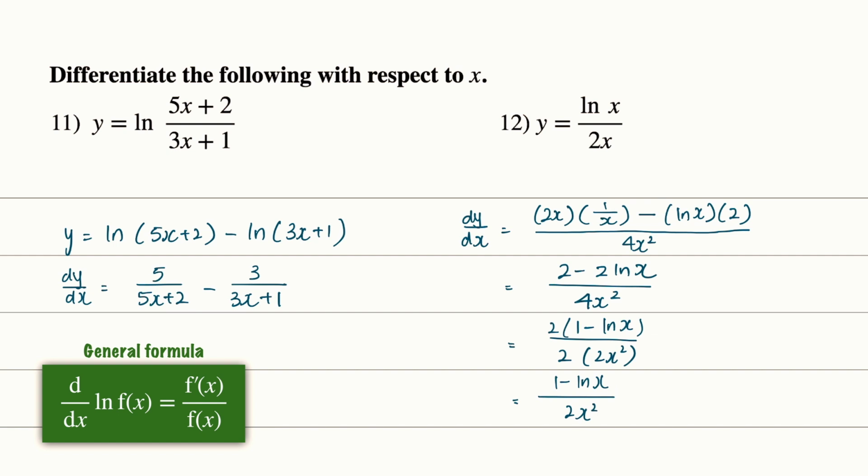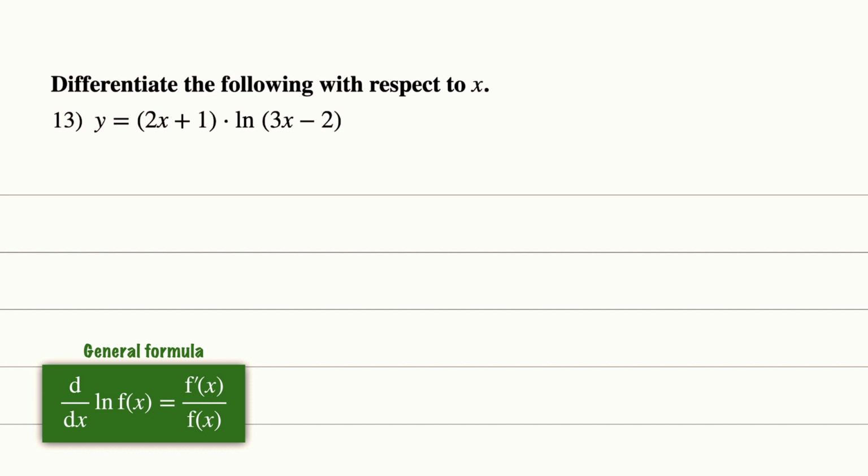Now, there are some situations where we need to use the product rule of differentiation to help us find the derivative. So this is a classic example in question number 13. y is equal to (2x plus 1) multiplied with ln(3x minus 2). Notice that this is a product of two separate functions. Therefore, we use the product rule by first keeping the second part, ln(3x minus 2), and differentiating the first part, which is 2. Now remember to put a square bracket so that we won't mistakenly multiply 2 into 3x minus 2.